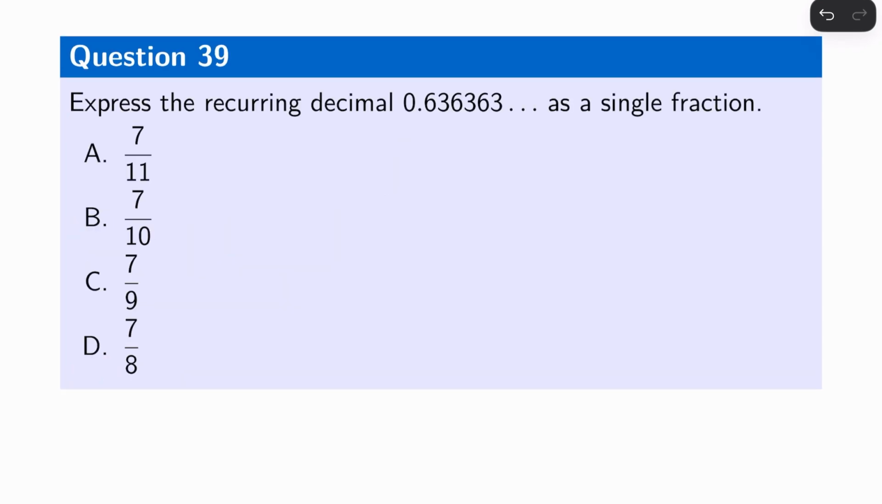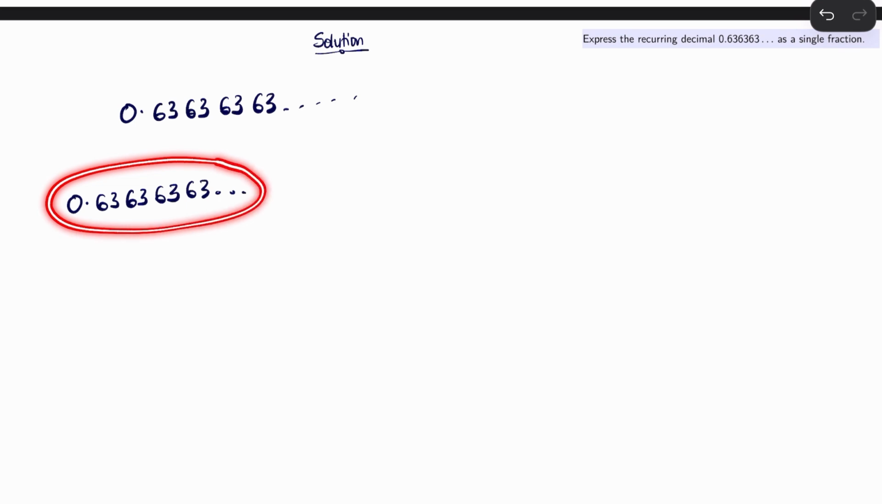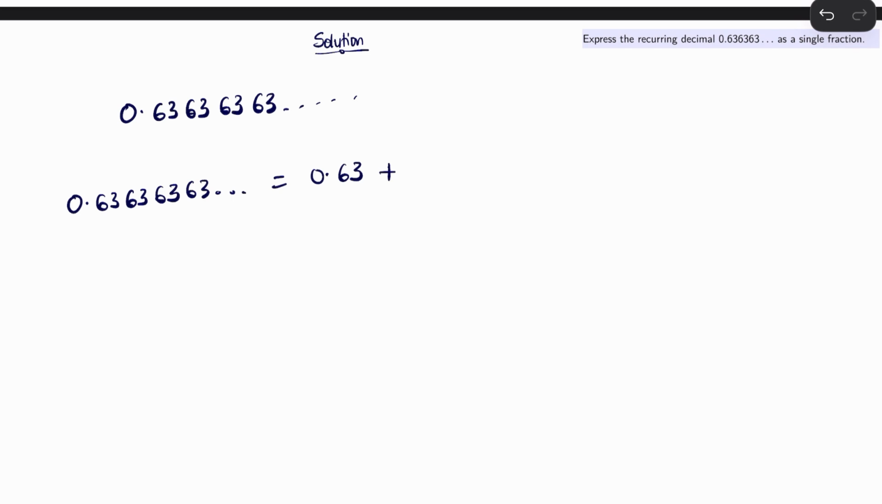Question number 39. Express the recurring decimal 0.636363 and so on as a single fraction. Solution. We have the decimal 0.63636363 and so on, right? We can rewrite this decimal as 0.63 plus 0.0063 plus 0.000063 and so on, right?